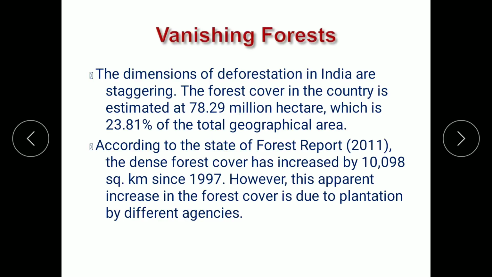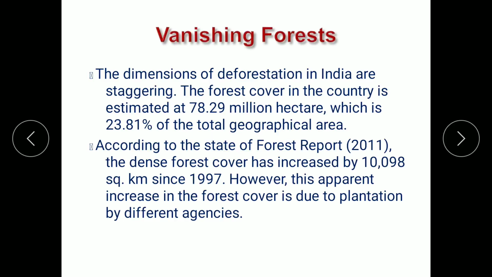The indigenous groups and tribal people are mostly dependent upon the forest. They take their cattle for grazing into the forest. They collect different forest resources for their consumption and also to sell in the market, and they get their livelihood. If you see, the dimension of deforestation in India is increasing day by day. The forest cover in the country is estimated at 78.92 million hectares, which is 24% of our total geographical area, which is below our national expectation of 33%.